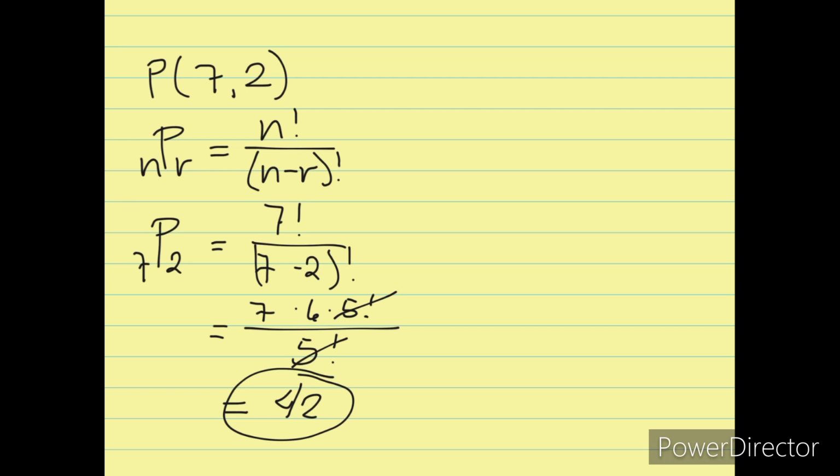Okay, 5 factorial means 5 times 4 times 3 times 2 times 1. So that is 5 factorial. Next, let's try another example. How about permutation of 9 and 6?